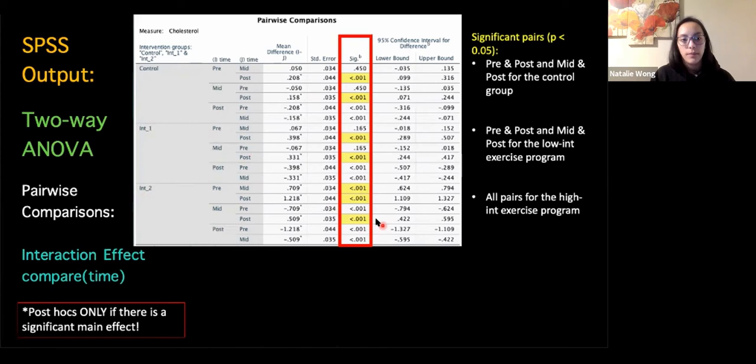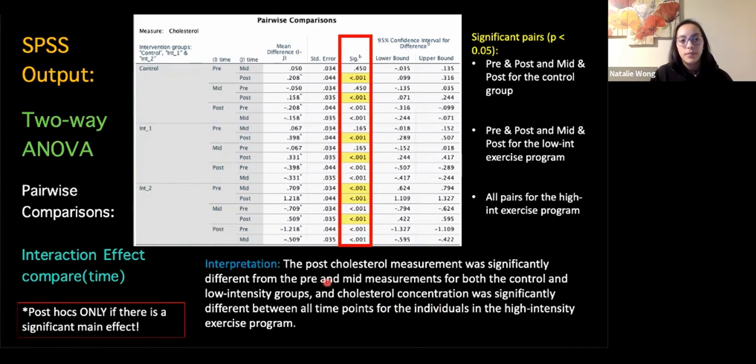So we could write this as post cholesterol measurement was significantly different from the pre and mid measurements for both the control and low intensity groups, right? Because each of the control and low intensity groups had the same pairs that were significant, so I just clumped them together. And cholesterol concentration was significantly different between all time points for individuals in the high intensity program. That would cover that set of pairs, or this chunk in the table here. Okay, so that concludes the stopping point for the ANOVA.